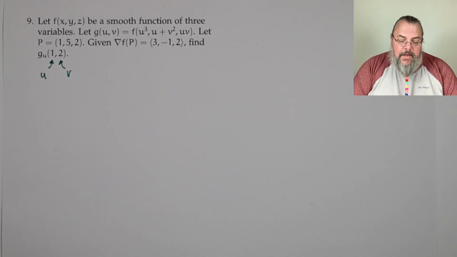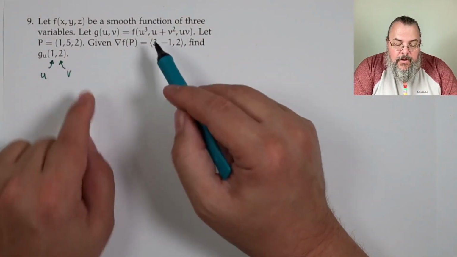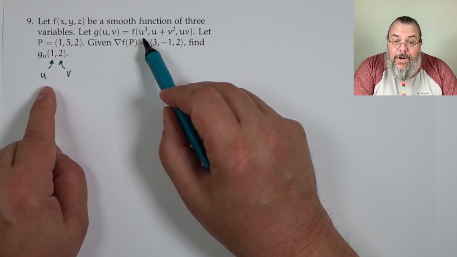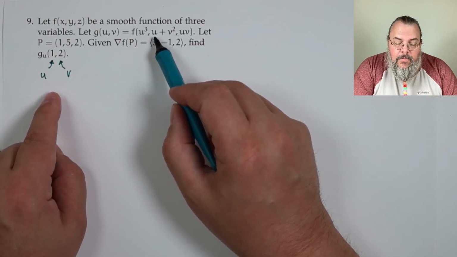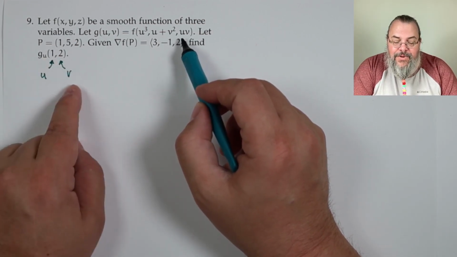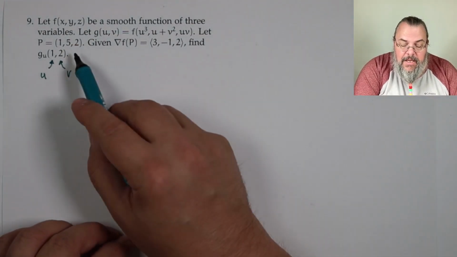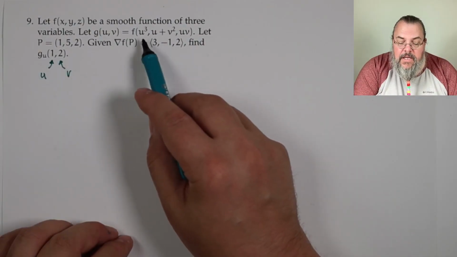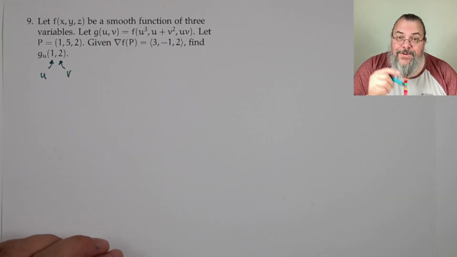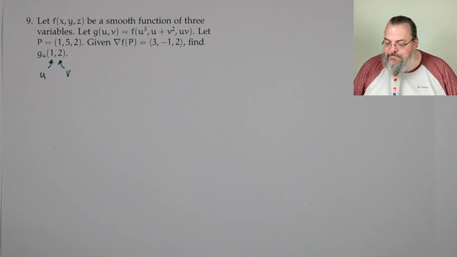All right. Now, notice something here. 1, 5, 2. Well, let's try something out. Let's plug these in. What is 1 cubed? 1. How about this? What's 1 plus 2 squared? 5. What's 1 times 2? 2. So it's like, oh, so this point P is what happens when you plug in 1 for u and 2 for v. Okay, so all right, that feels like we're on track.